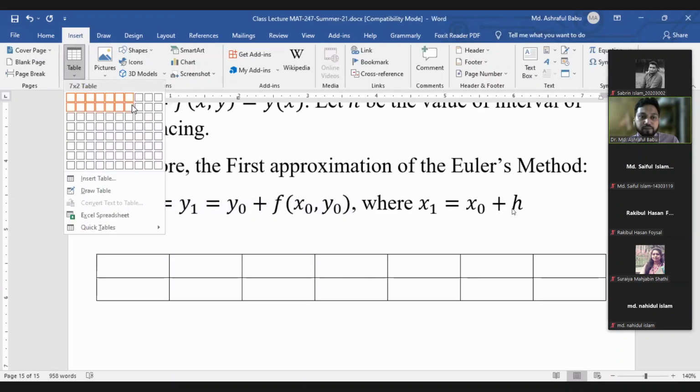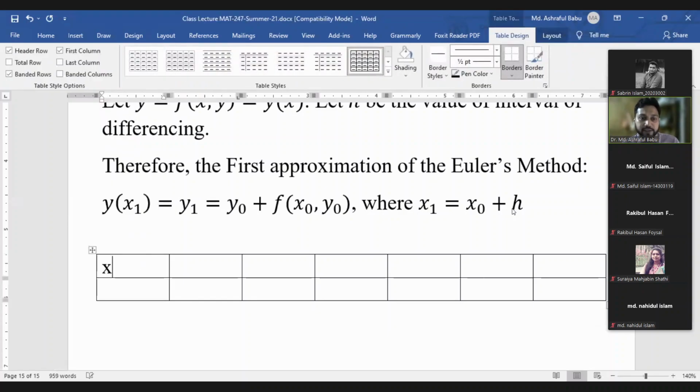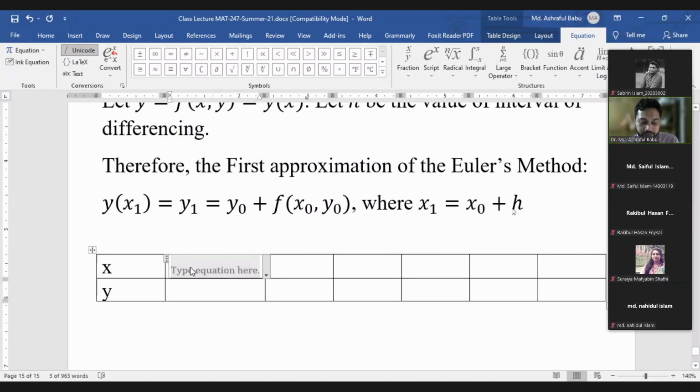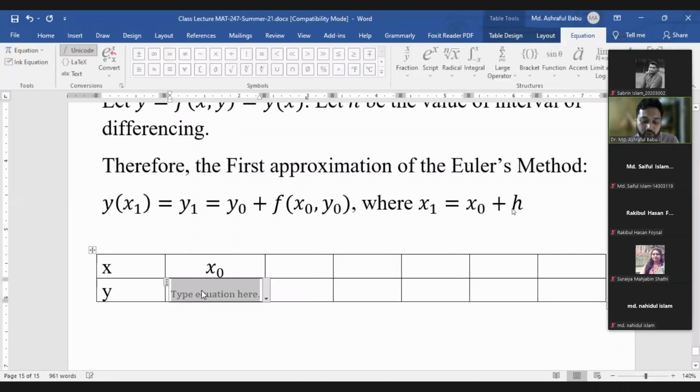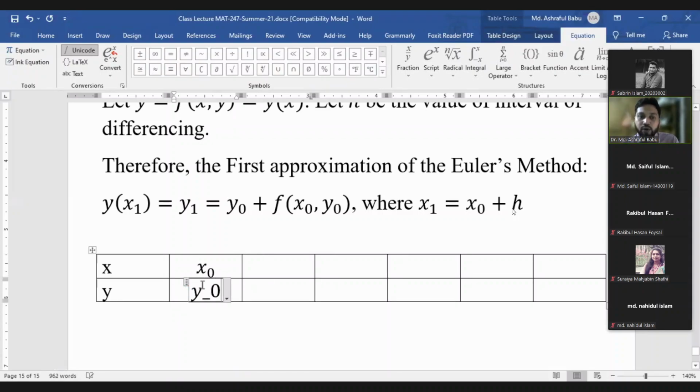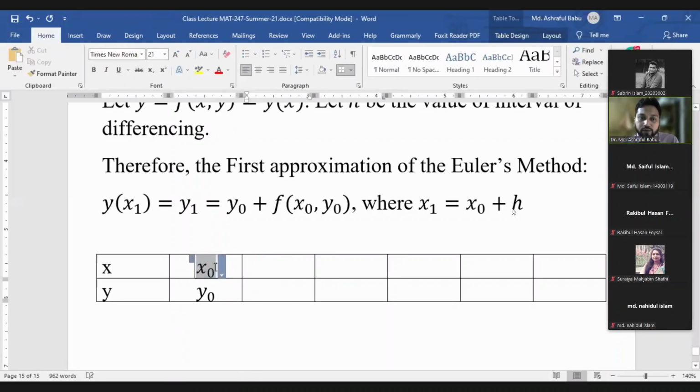This is your domain x, and this is your domain y, or f of x, or whatever we can say. So if your first domain is x0, then your first approximate function value is y0. If your second domain is x1, then your second approximate function value will be y1.